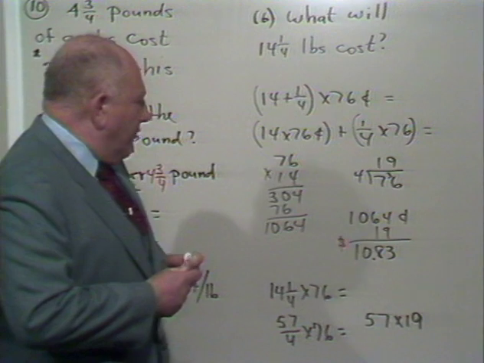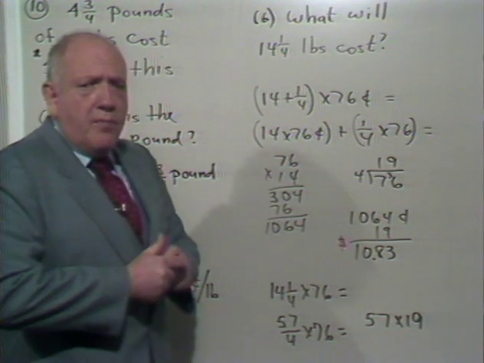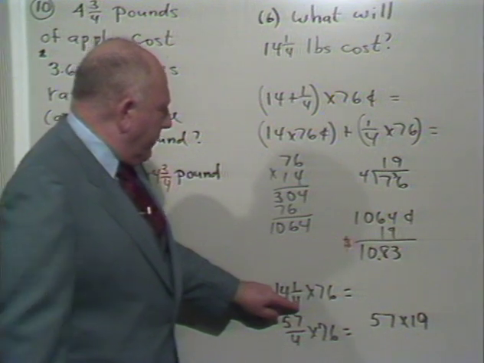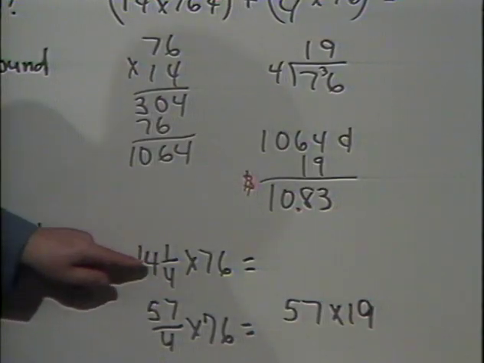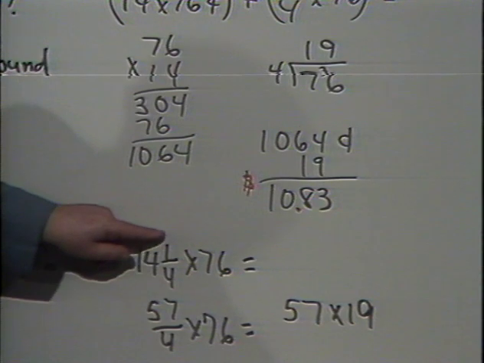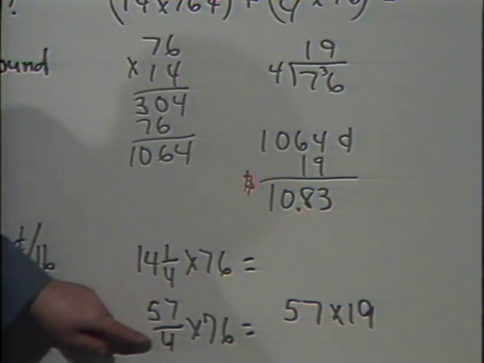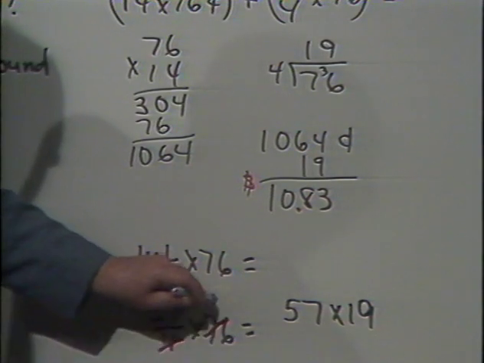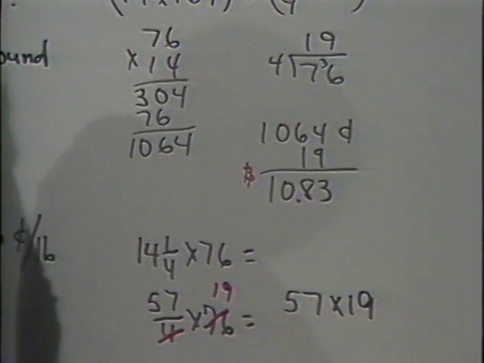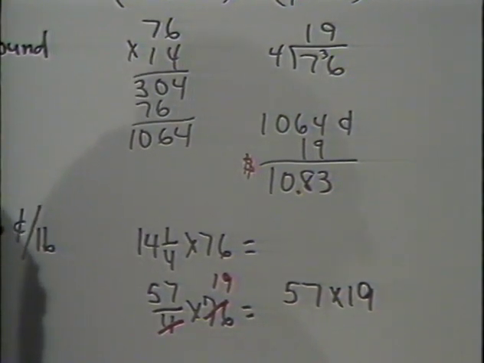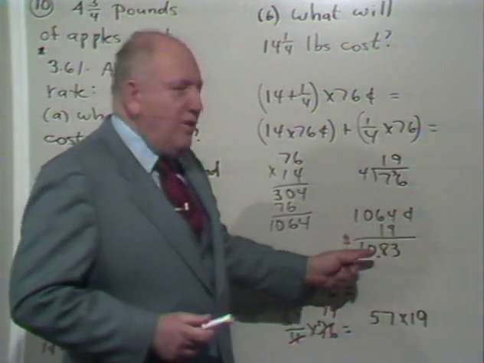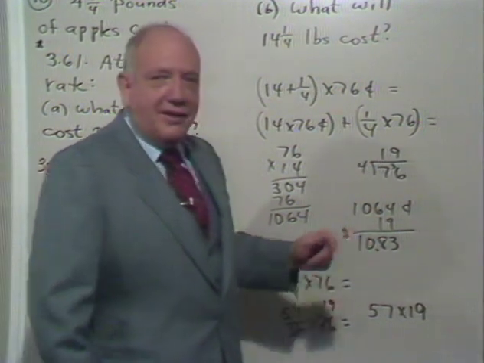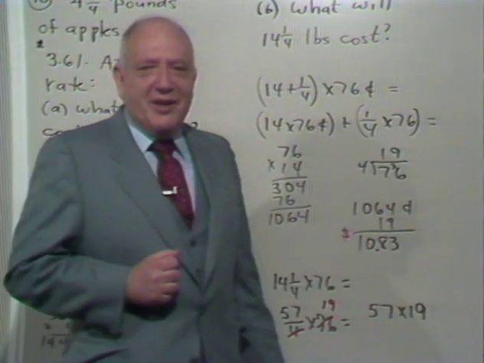$10.83. And if you didn't want to do this using the language of mixed numbers, you could have said what? 14 1/4 is the same as what? 4 times 14 is 56, plus 1 is 57. That's 57/4 times 76. 4 goes into 76 19 times, so the answer is going to be 57 times 19. And I leave it to you to sustain the suspense and see that it also comes out to be $10.83.